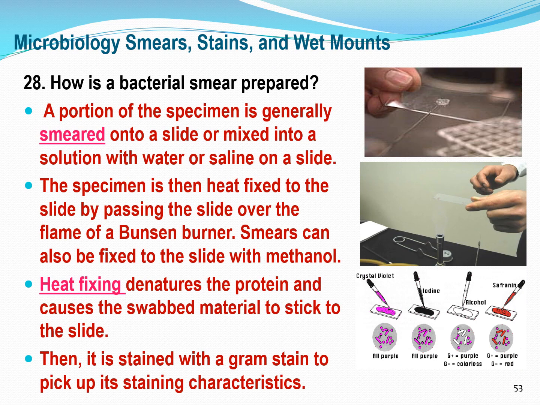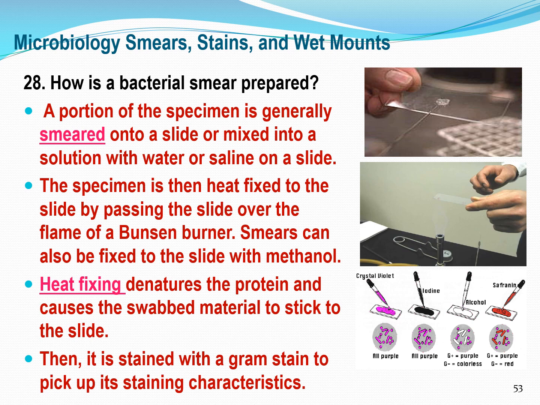So we're going to talk about how bacterial smears are prepared. A portion of the specimen is generally smeared onto a slide or mixed into a solution with water or saline on a slide. The specimen is then heat fixed to the slide by passing the slide over a flame of a Bunsen burner or some other form of heat. Smears can also be fixed to the slide with methanol. Heat fixing denatures the protein and causes the swabbed material to stick to the slide. Then it is stained with a Gram stain to pick up that particular bacteria's staining characteristics.